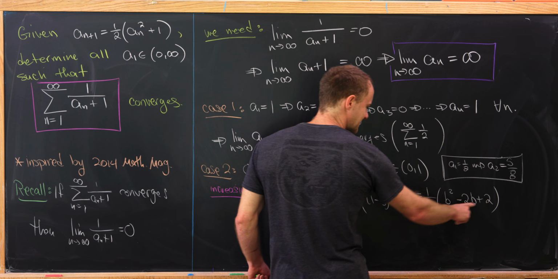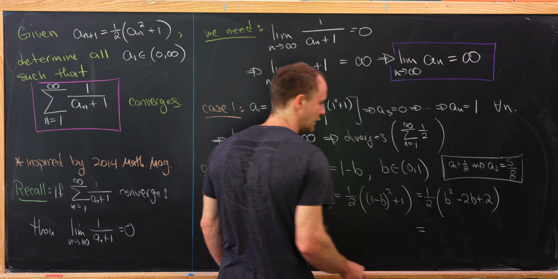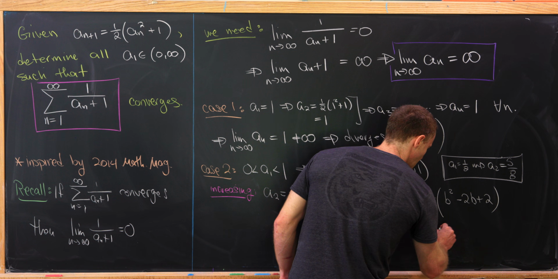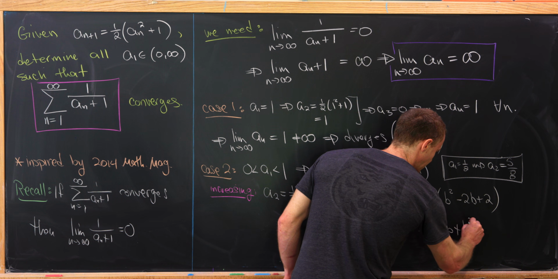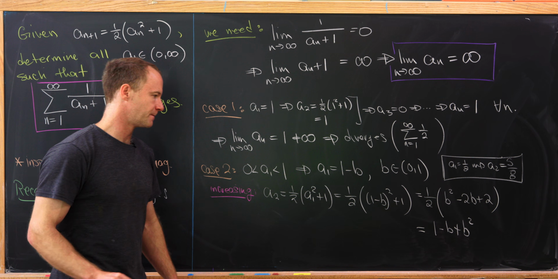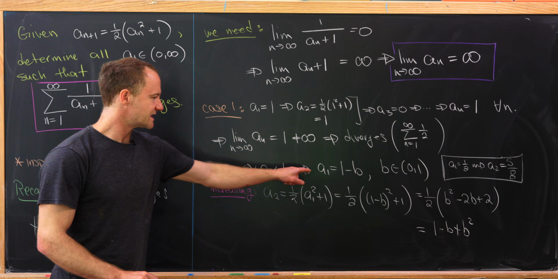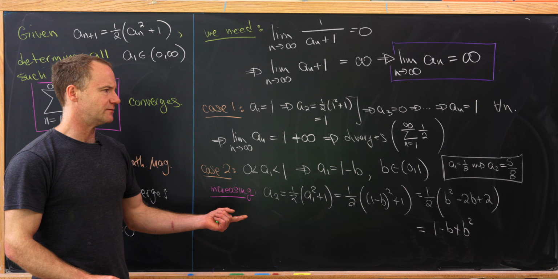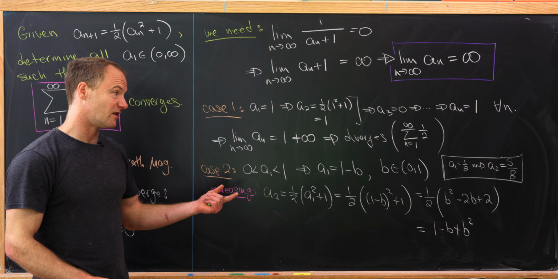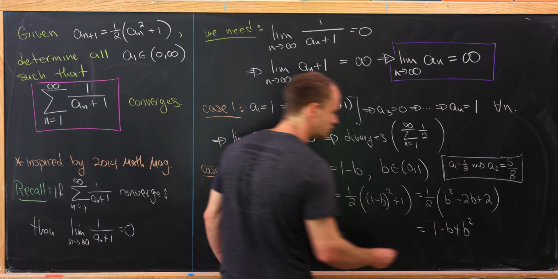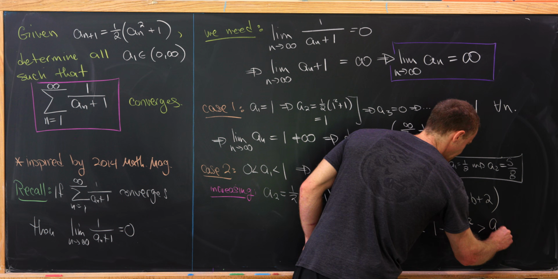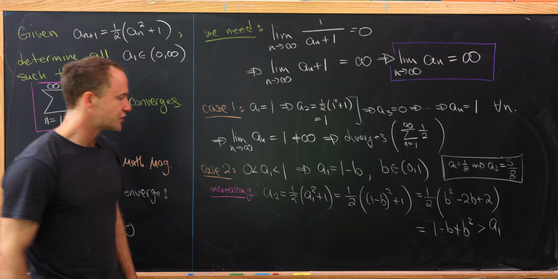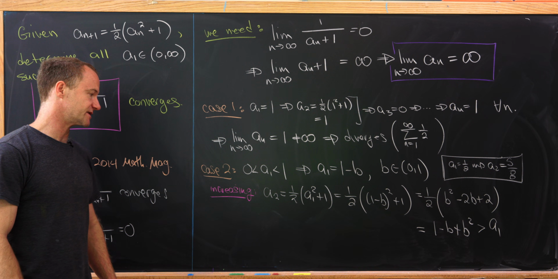But now we can take this half and distribute it through and then rewrite this a little bit as 1 minus b plus b squared. But let's see, 1 minus b is a1, and then we're adding b squared on. But b squared itself is positive. So that means we do have something which is bigger than a1. So we have shown that it's increasing.